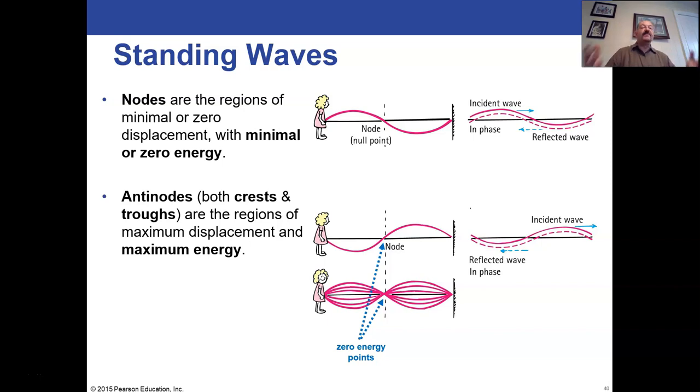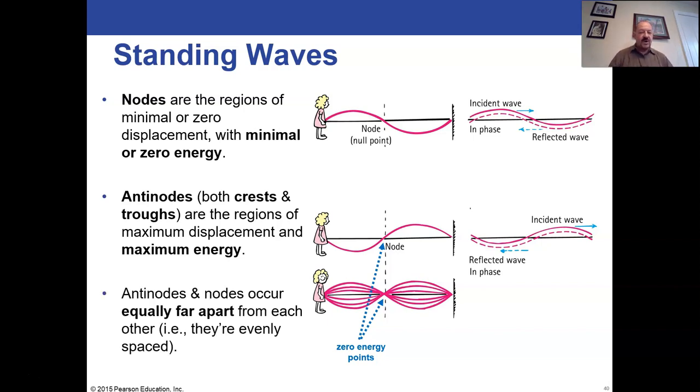Those are the ones that move the most. So antinodes are the parts of the rope or the string or the slinky that go up the most and come down the most. Antinodes have the most vibrational movement in place. That's maximal energy, whereas the nodes are essentially not moving at all. They might do a little movement, but there's almost no energy in that place.